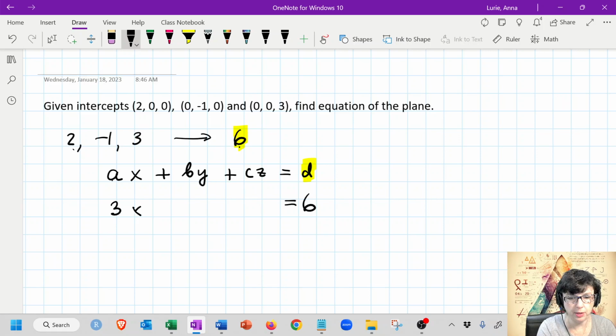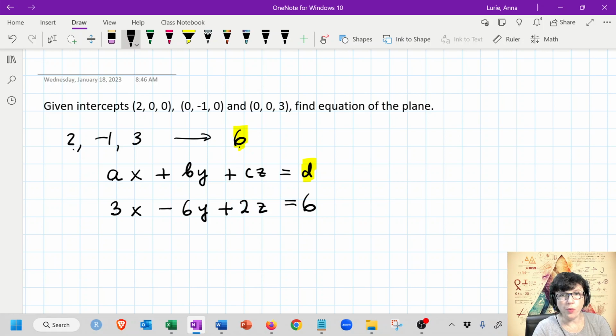So this will be 3x. Then you divide 6 by -1. That would be -6y. And then plus, if you divide 6 by 3, that'll be 2. So 2z = 6. That's it. That's as simple as that.